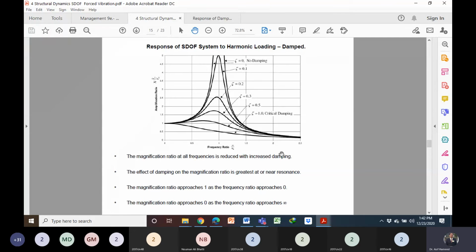And the last point: the magnification ratio approaches 0 as the frequency ratio approaches infinity. When the frequency of the exciting force is very, very high compared to the natural frequency of the system, in that case the amplification factor approaches 0. And this one we have already witnessed in the experiment. देखा है ना आपने वीडियो में, जब फ्रीक्वेंसी बहुत ज्यादा हो गई थी, at high frequency the first model was almost static. ठीक हो गया.